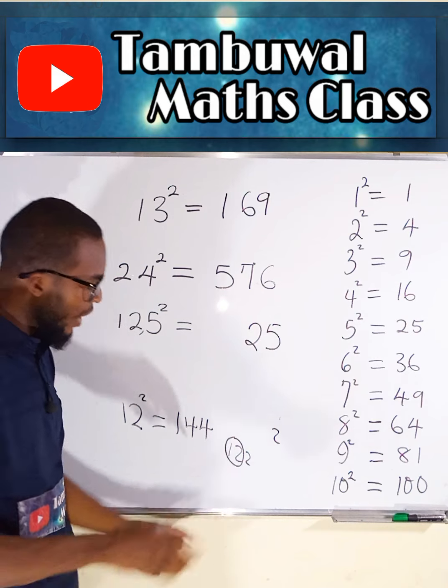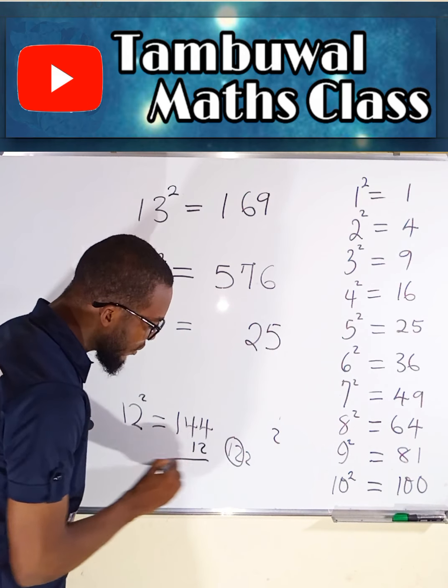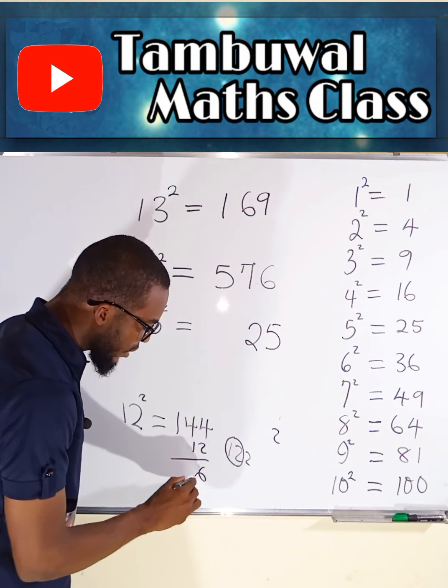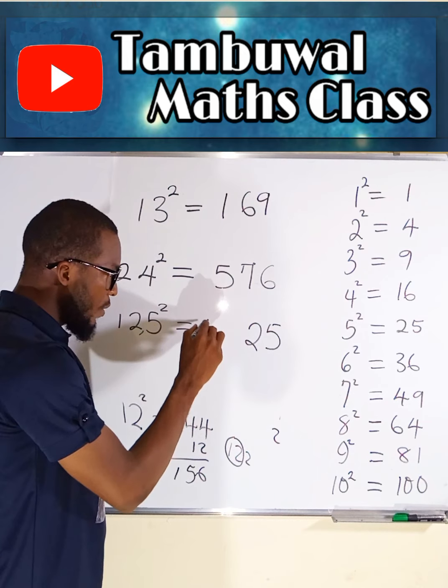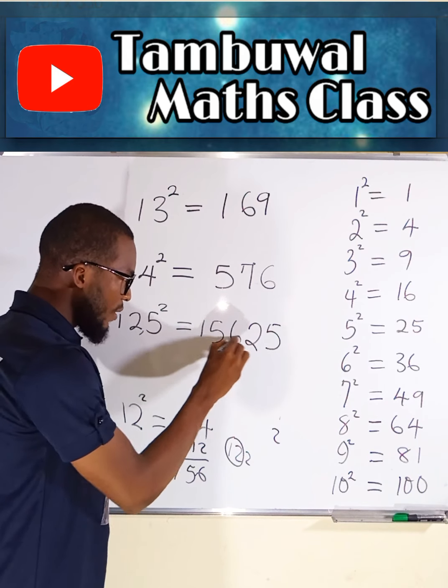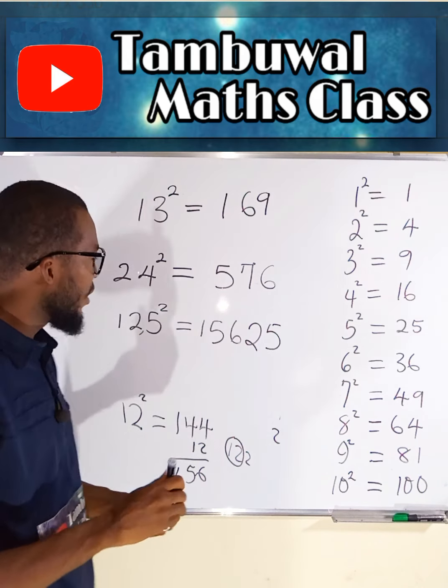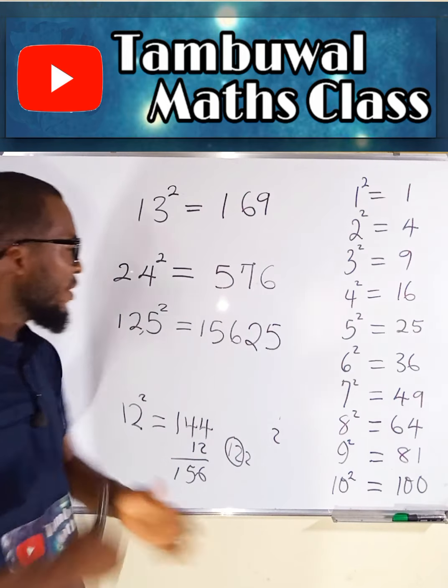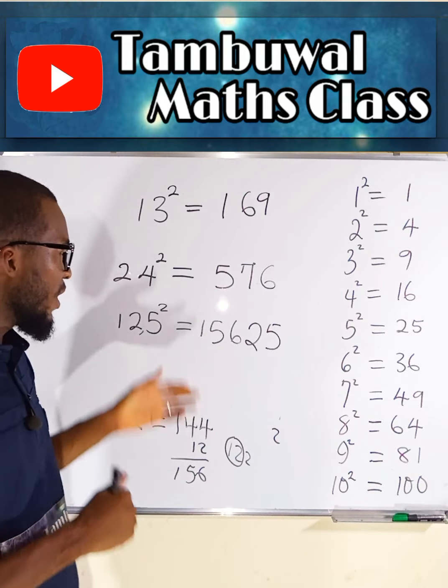But we have 12 extra left. You have to add it to this number. You have 1, 5, 6, 2, 5. You can take your calculator and check for all these 3 numbers. I'm very much sure you're going to get the same thing.